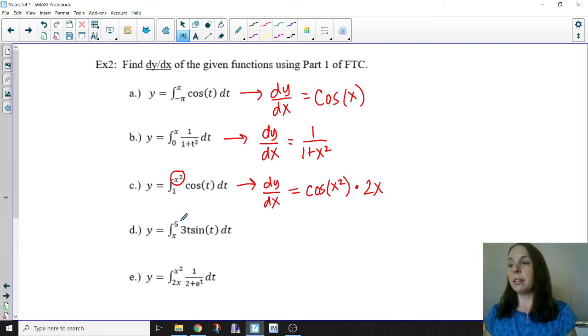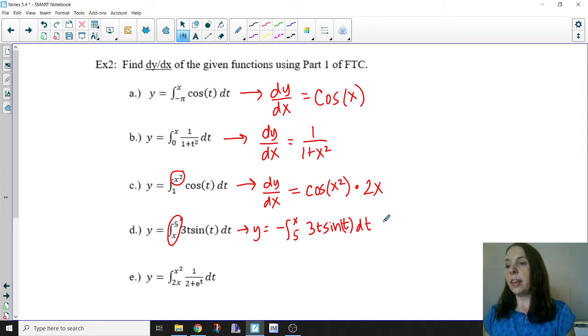What's different about part D? Can you see it? The limits of integration are switched from the other ones that we've been looking at. The x is in the lower limit and the 5 is in the upper limit. We can rewrite that, though, using our order of integration rule to have the x in the upper limit and the 5 in the lower limit if we just make it negative. And then again, your derivative is right here. Just make sure you bring along that negative and write it in terms of x. That's it.